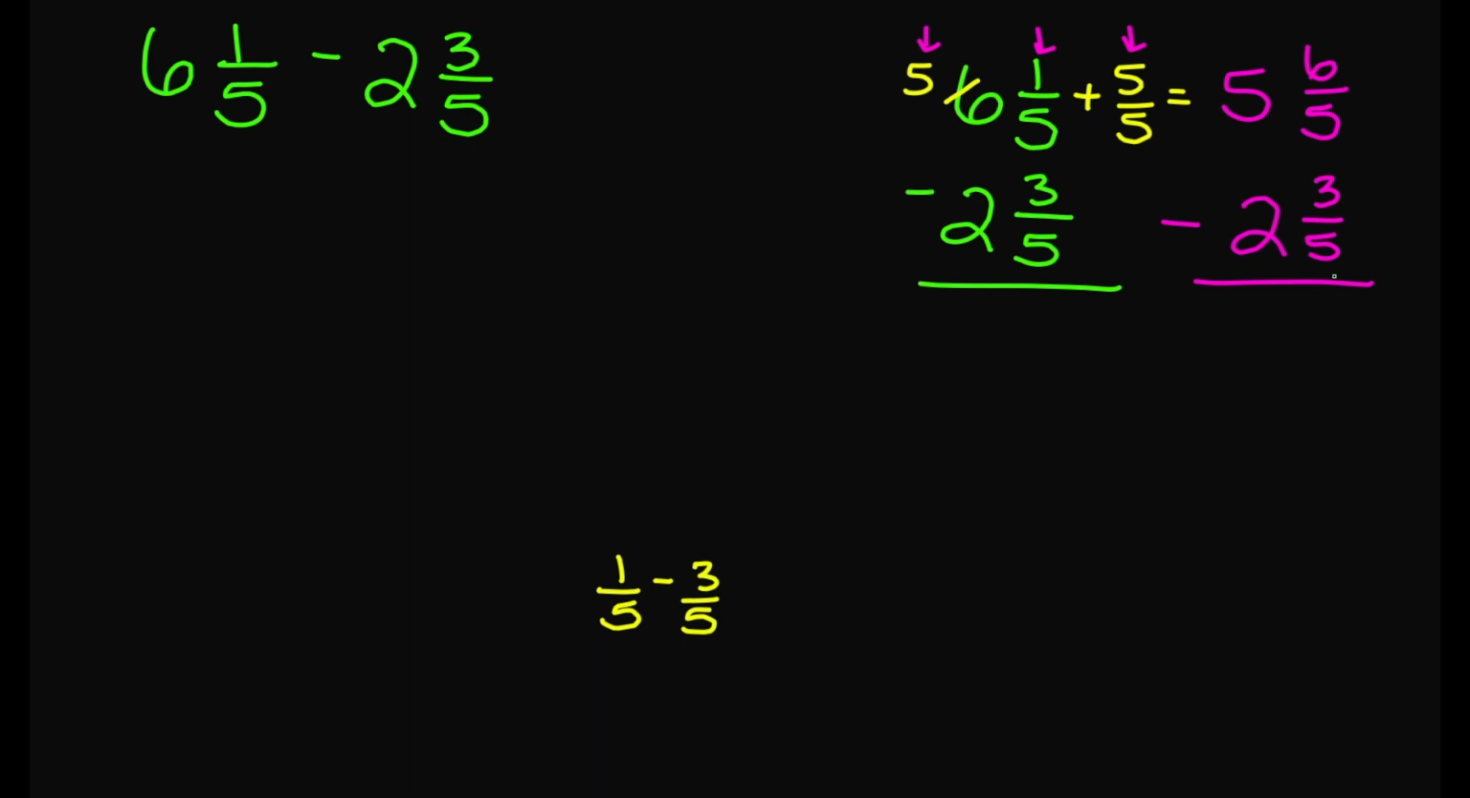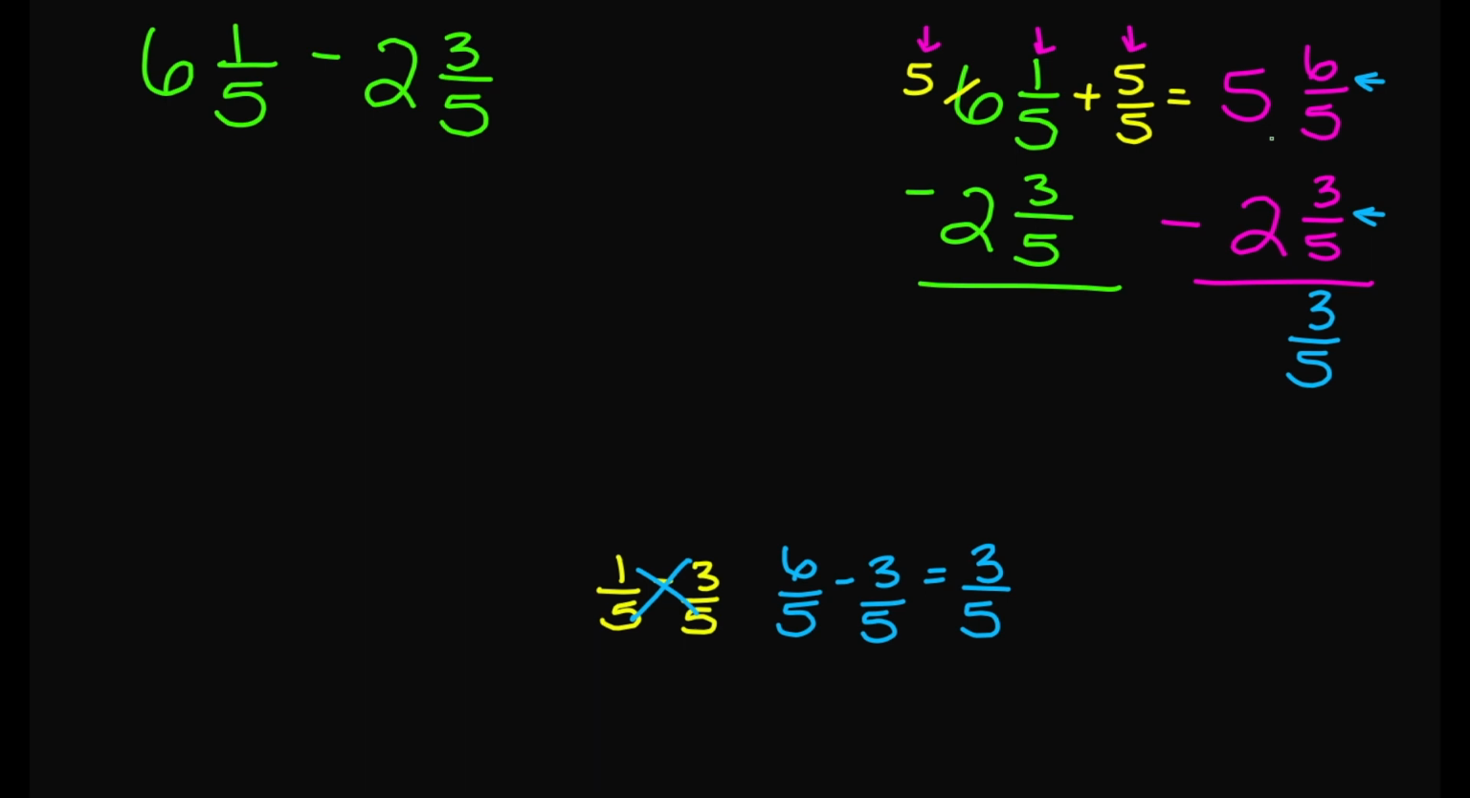Now that I rewrote my fraction, we are able to subtract. So now we have 6 over 5 minus 3 over 5. So we do not have this anymore. My denominators are the same, so I could just go ahead and subtract my numerators. So 6 minus 3 is going to be 3, and that's going to be over 5. So your fraction here is 3 over 5.